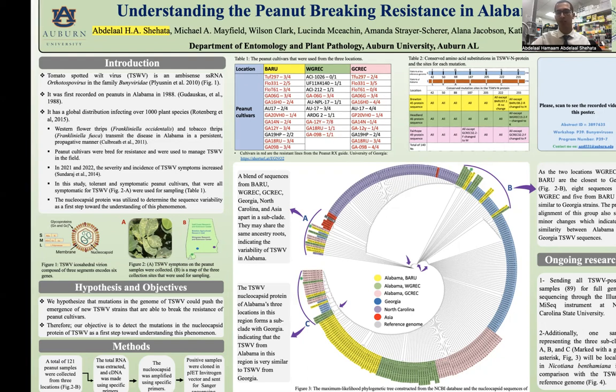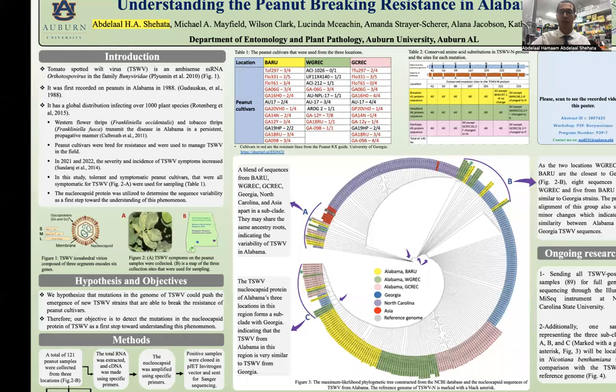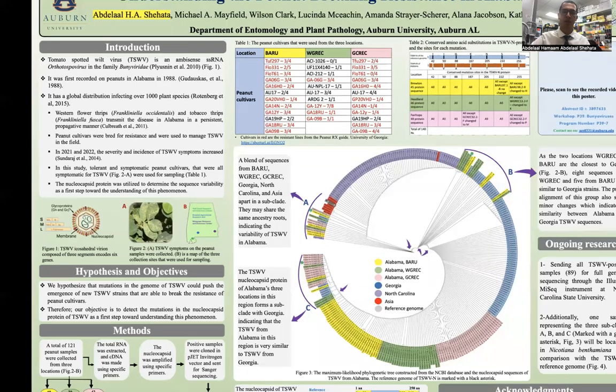So that's why we did this study, because we wanted to understand why peanut is breaking the resistance and why we are seeing so many symptoms in the field. And also, when we have high incidence, this in the other way means that you have a huge yield loss. So our hypothesis is that maybe mutation in the genome of TSWV is the reason behind that, and it's pushing the emergence of a new strain that is able to break the resistance of peanut.